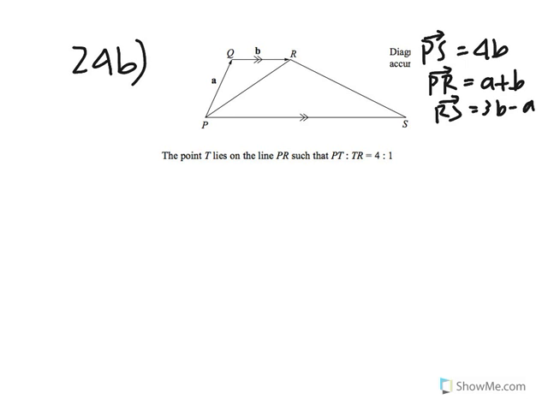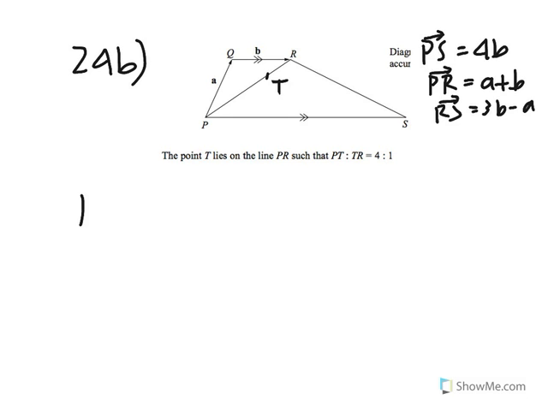Okay, so part (b), first of all, they say the point T lies on the line PR such that PT to TR is 4:1. That means that T would lie somewhere here. So that means that to get from P to T, it would actually be 4/5 of PR. Okay, so just need to make that clear before we start. So the point T will be somewhere here.